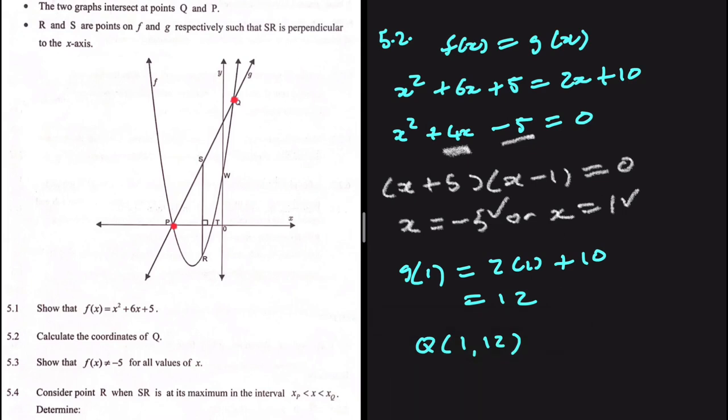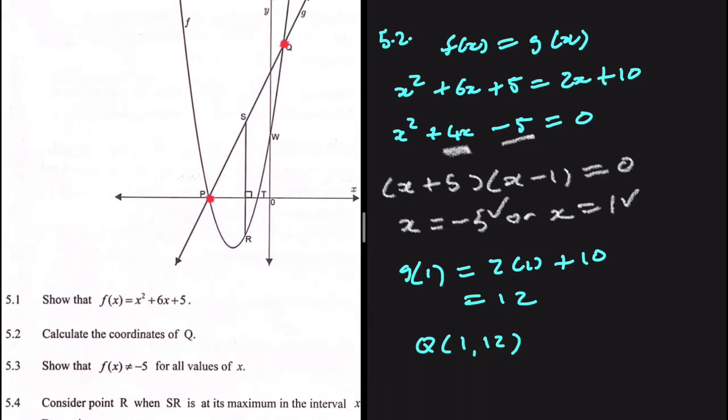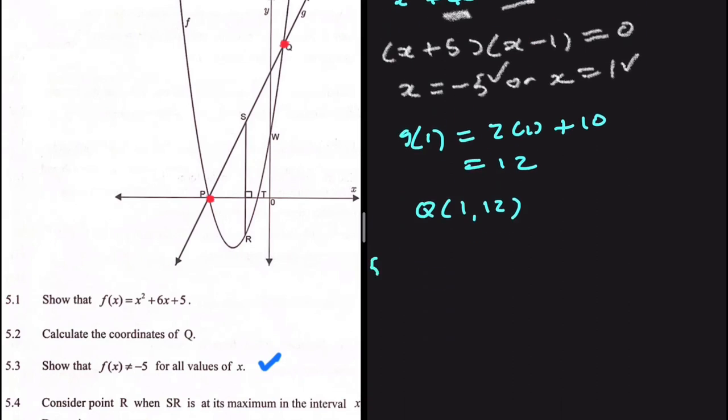Now in 5.3, we're supposed to show that f(x) is not equal to minus 5 for all values of x. Let's try showing that it is actually equal to minus 5. And in failing to show that it is equal to minus 5, we would have sort of proved that it is not equal to minus 5. So 5.3, f(x) is equal to minus 5, right?